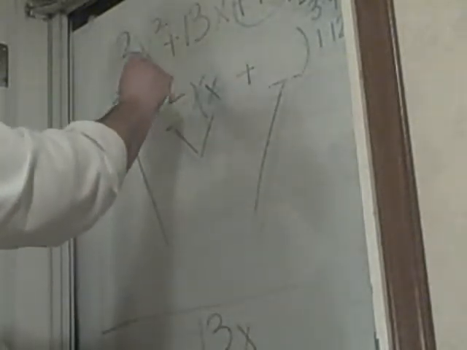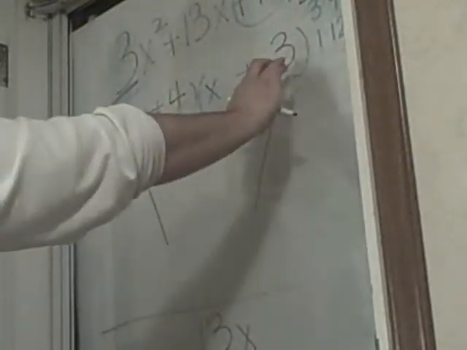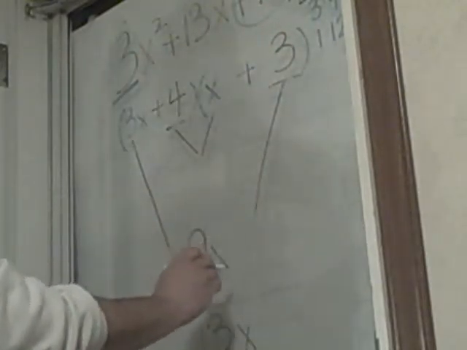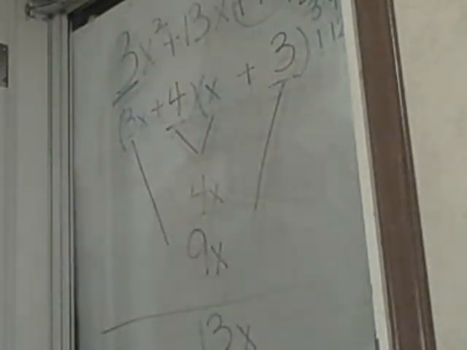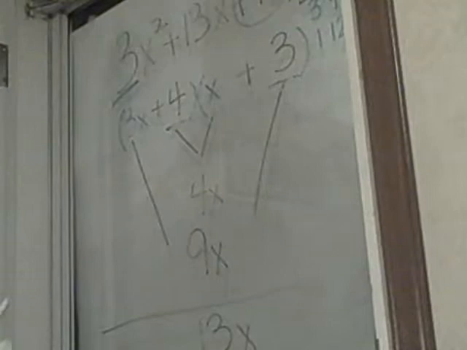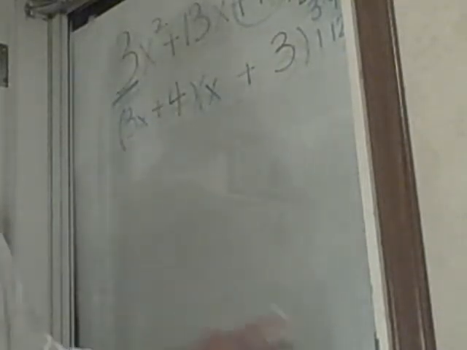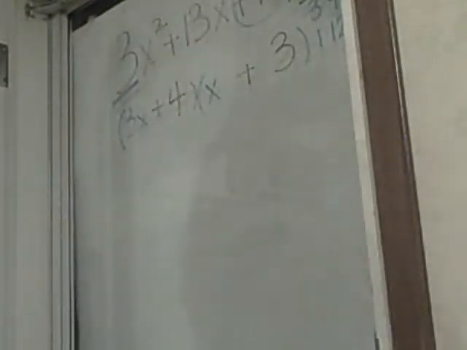This time, let's put the 4 here and the 3 here. Multiplying 3x times 3, we multiply the outer terms to get 9x, and we multiply the inner terms to get 4x. Bingo! 4 plus 9 gets 13. So that's my answer: 3x plus 4 times x plus 3. And that's how I factor that trinomial.